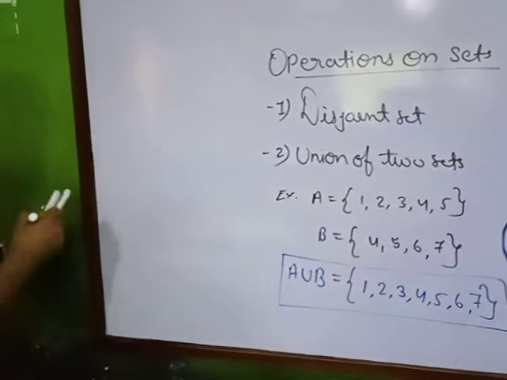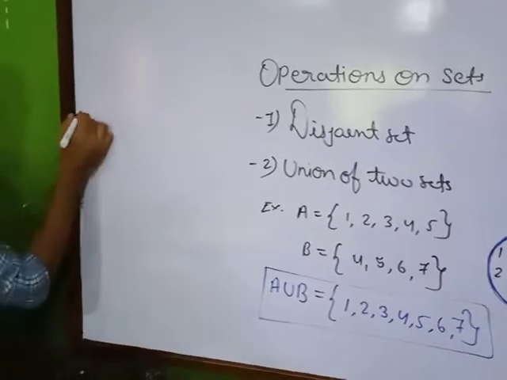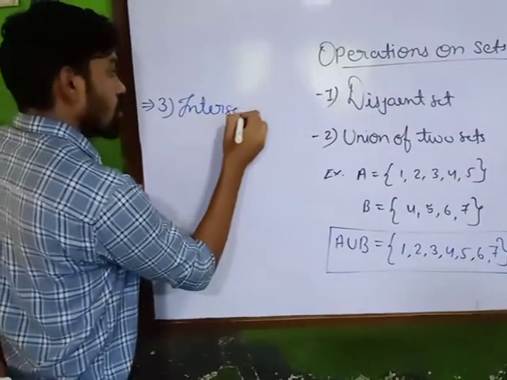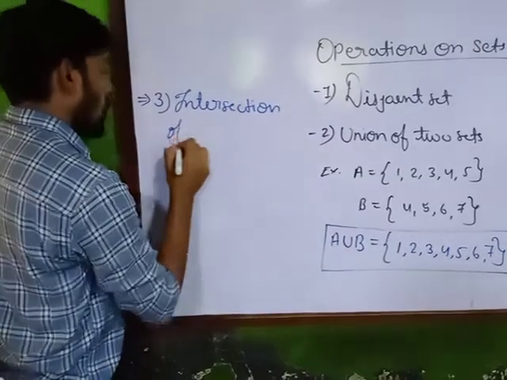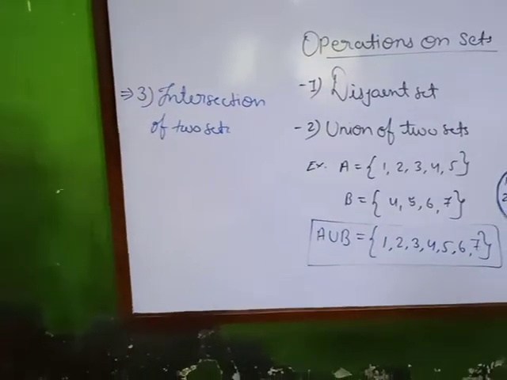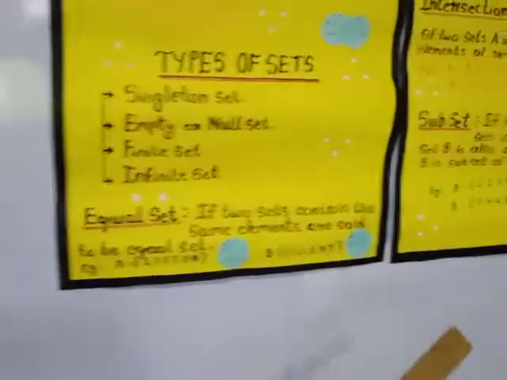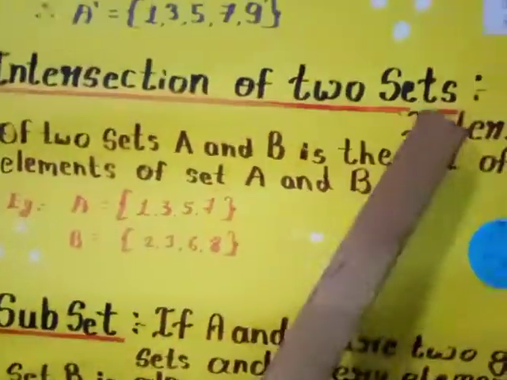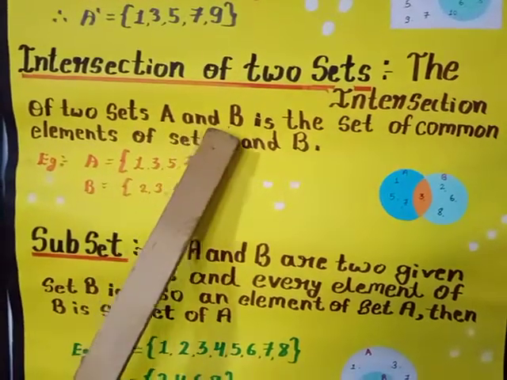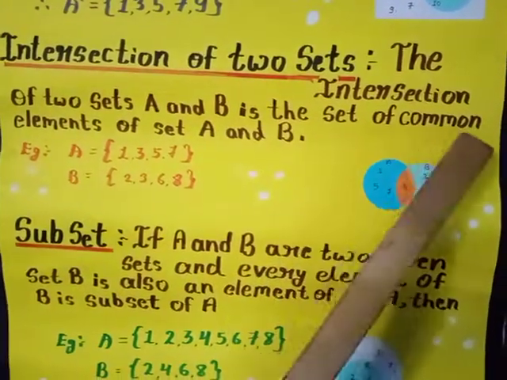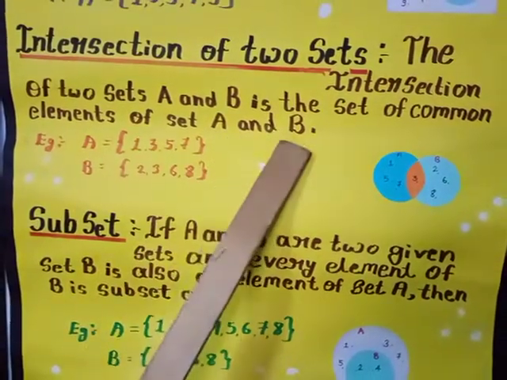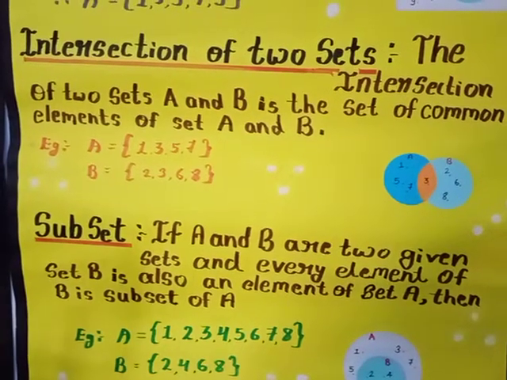The next one, the third one, is intersection of two sets. What is the intersection of two sets? The intersection of two sets A and B is the set of common elements of set A and set B. That is called the intersection of two sets.